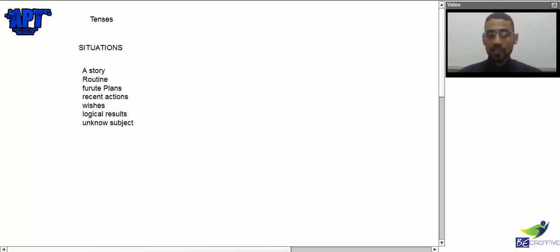Now let's go for the next thing. Recent actions. We said with recent actions we use what? Yes, it's the second case of the present simple. That's correct. When I say, for example, I've sent the email this morning. I actually defined the time here to tell you something important, that this is a recent action. This is something that happened recently.